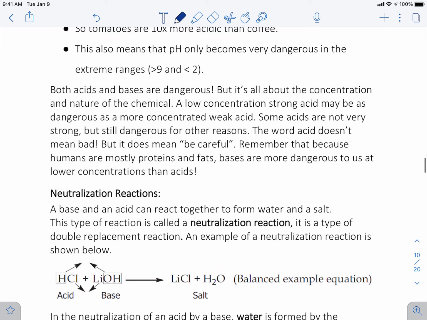So both acids and bases are dangerous, but it's all about concentration and the nature of the chemical. A low concentration strong acid may be as dangerous as a more concentrated weak acid. Some acids are not very strong, but still dangerous for other reasons. The word acid doesn't mean bad, but it does mean be careful. Remember that because humans are mostly proteins and fats, bases are more dangerous to us at lower concentrations than acids. And that's why bases start to be dangerous around 9 and acids are dangerous around the 2 mark.